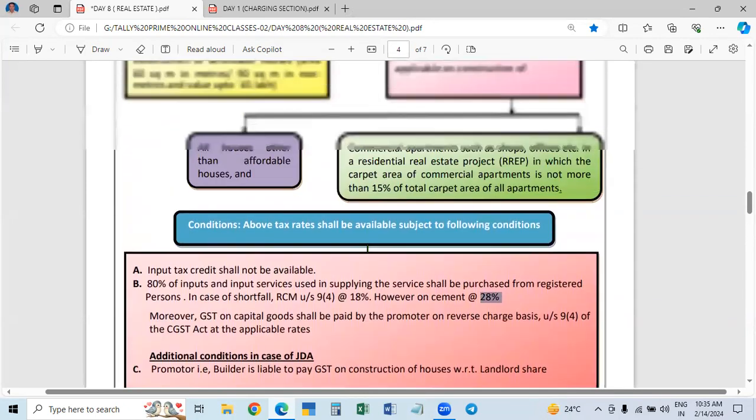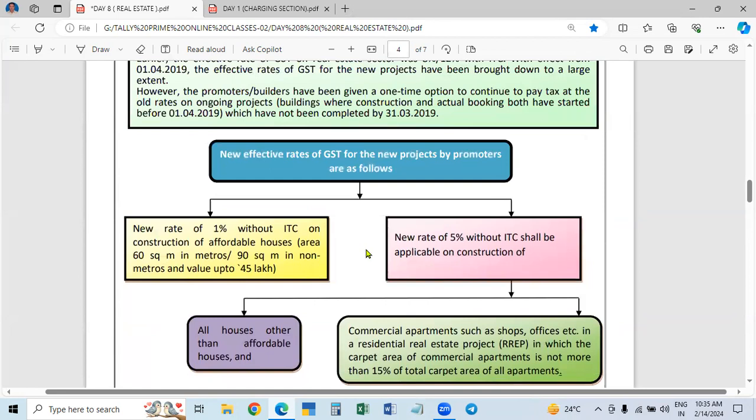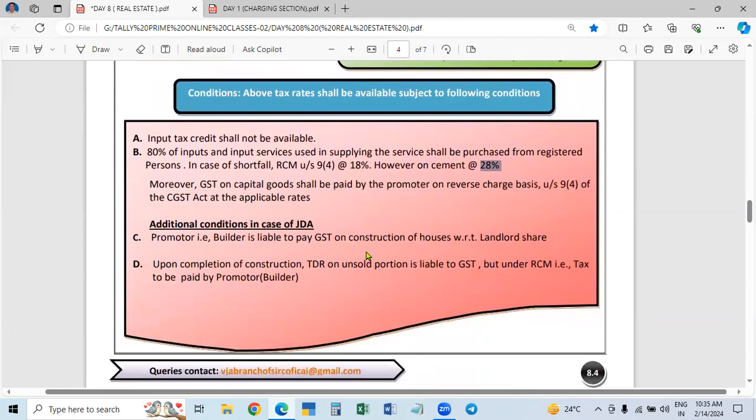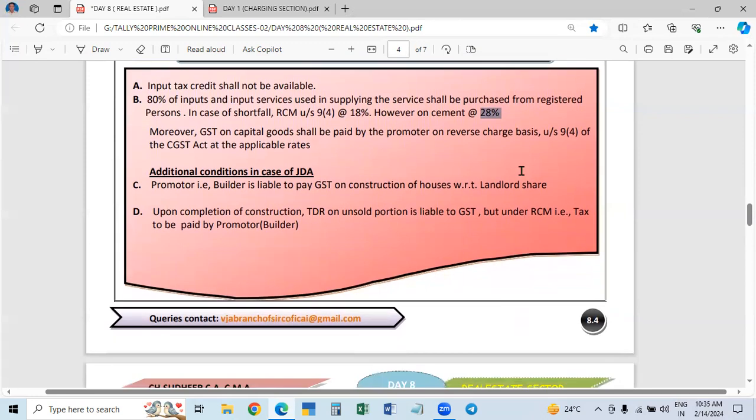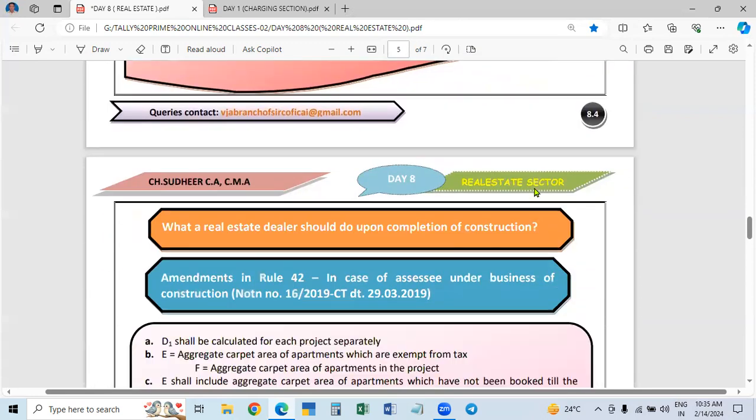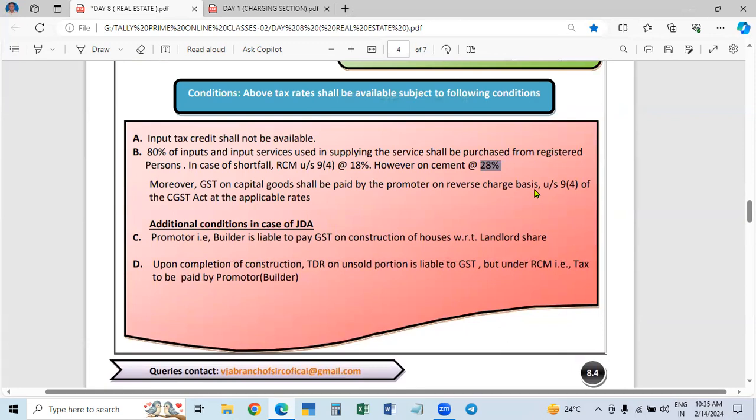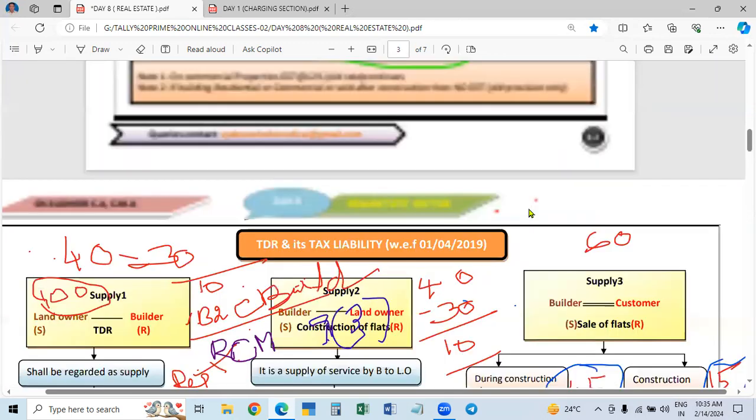This is about construction in the real estate sector. This is about the builder, not about purchasing for others. Builders will think and plan: we will purchase totally from unregistered persons, there is no tax, so we will not get any ITC, but there is no problem. To avoid that situation, the government has placed this restriction. This is totally about the real estate sector.